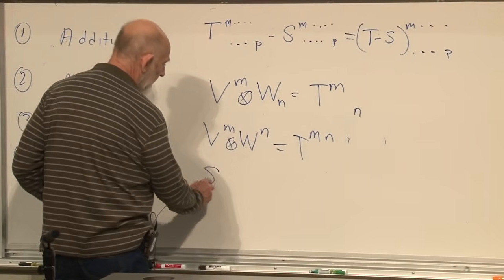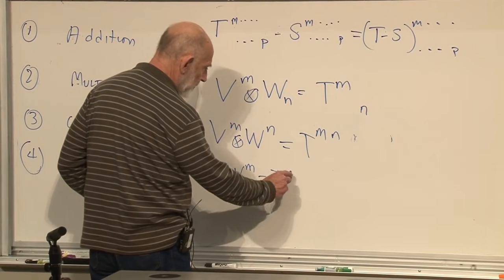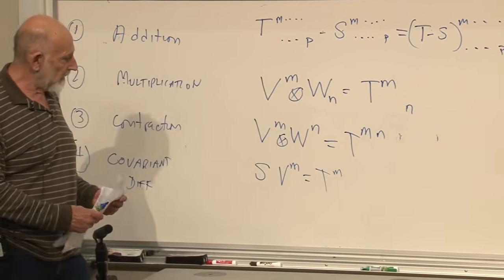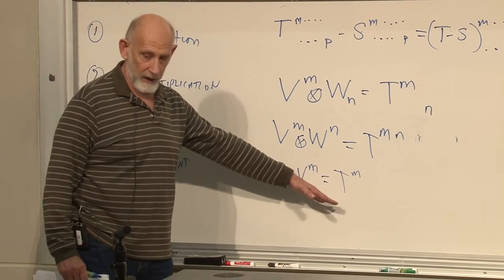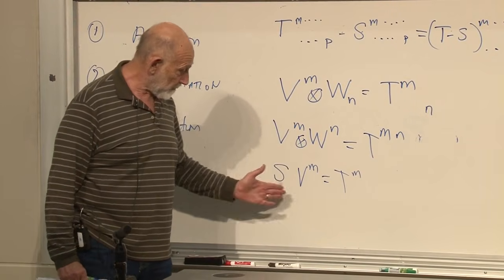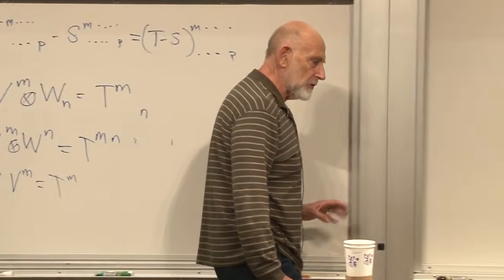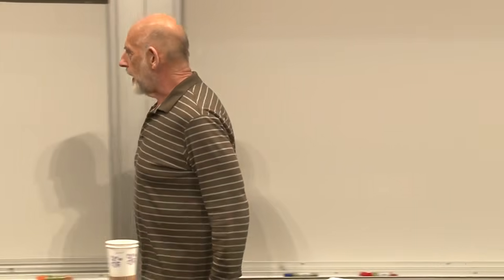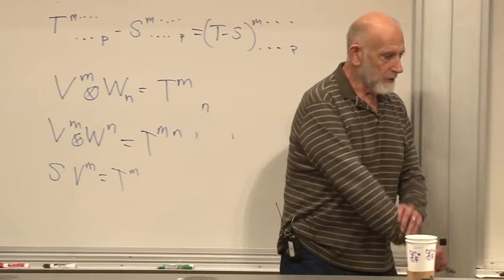Take any scalar, multiply it by V^m, and it's a tensor with one index upstairs. In other words, multiplying any tensor by a scalar gives back a tensor of the same kind. Not the same tensor, it's multiplied by s, but of the same generic type, same number of indices in the same place. That's the only situation where when you multiply a tensor by some other tensor, you get back a tensor of the same type. Generally, you get back a tensor of higher rank with more indices, obviously.